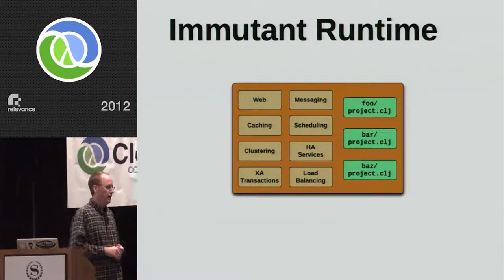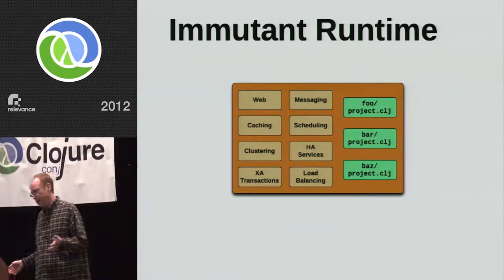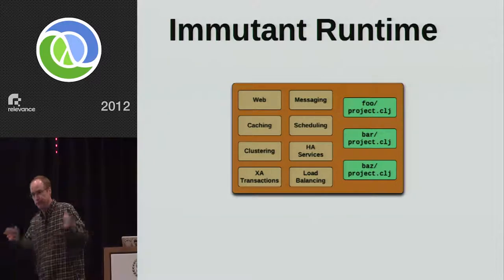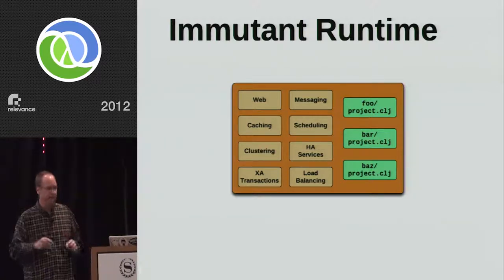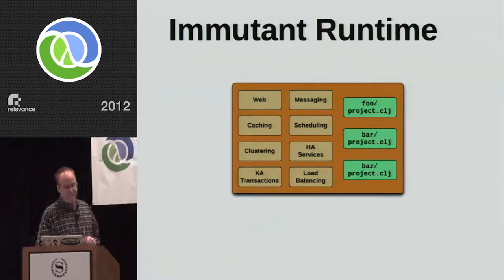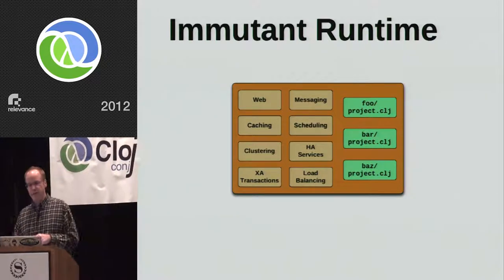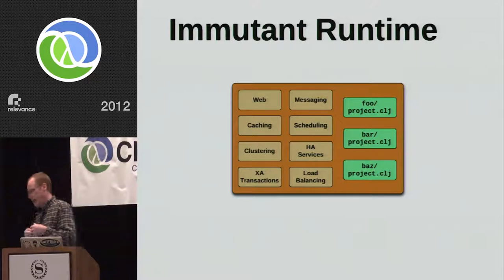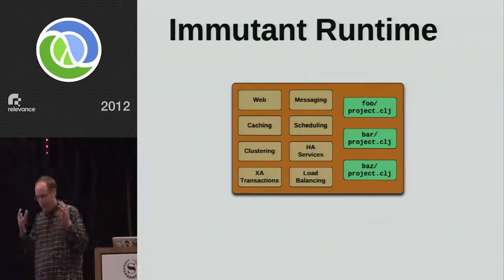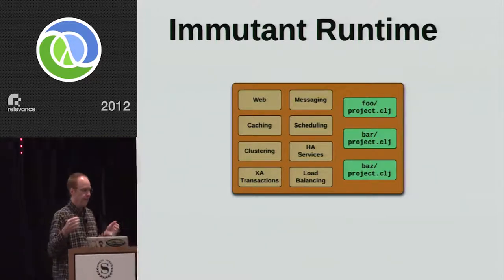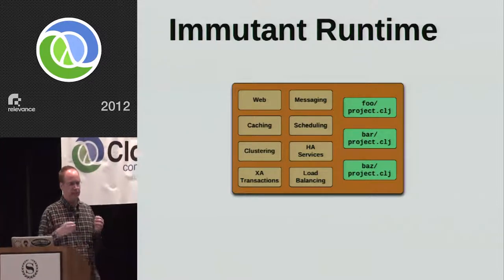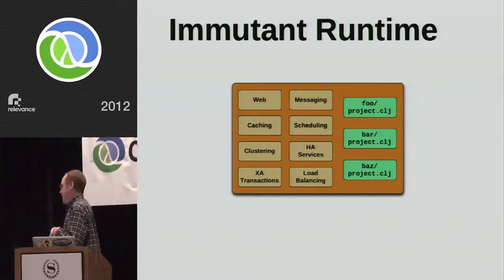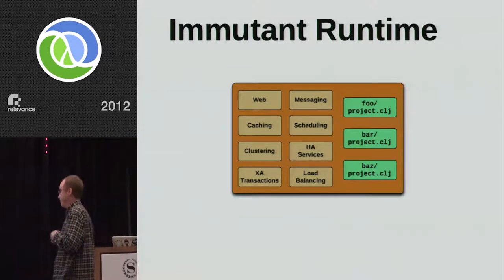So what is Immutant? Well, like everything we build in our industry, it's a box with other little boxes inside of it, little words written on it. Really what it is, it's built on the JBoss application server, JBoss AS. So it makes available to applications deployed to it a number of commodity services right there in the JVM, in the same process.